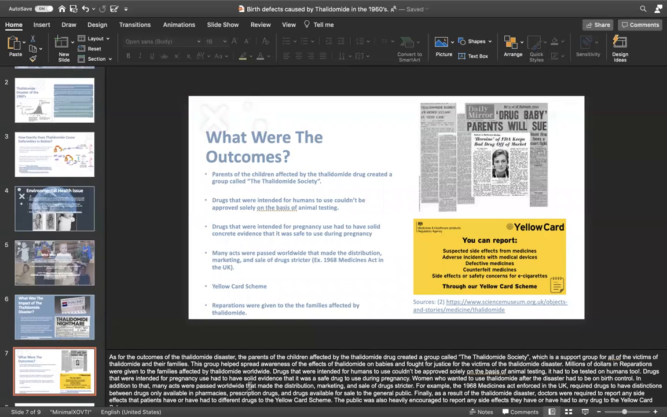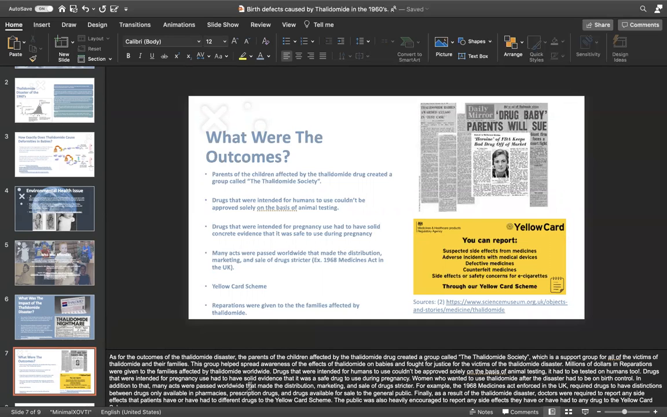As for the outcomes of the thalidomide disaster, the parents of the children affected by the thalidomide drug created a group called the Thalidomide Society, which is a support group for all the victims of thalidomide and their families. This group helped spread awareness of the effects of thalidomide on babies and fought for justice for the victims of the thalidomide disaster. Millions of dollars in reparations were given to the families affected by thalidomide worldwide.